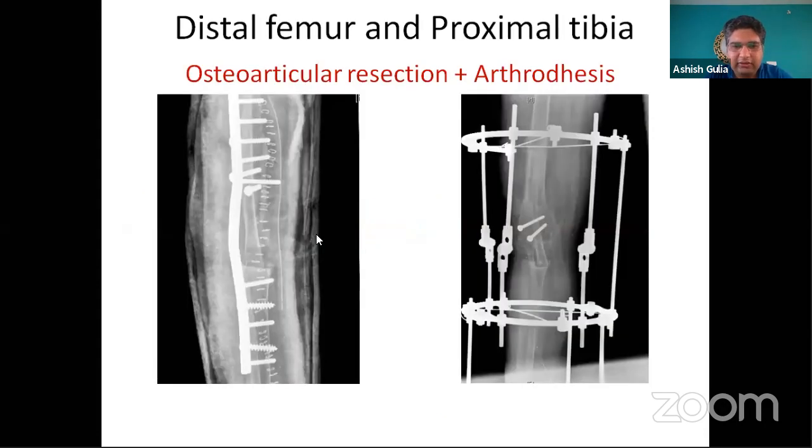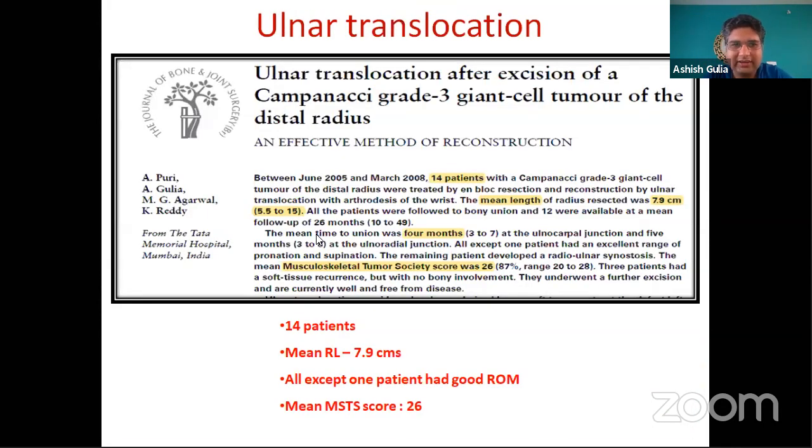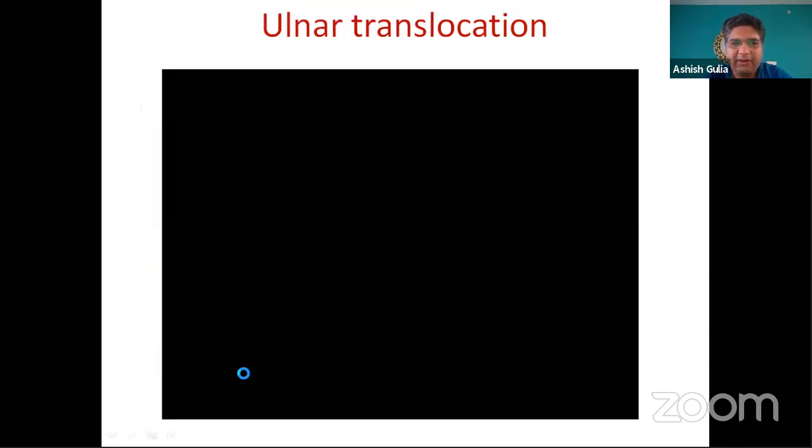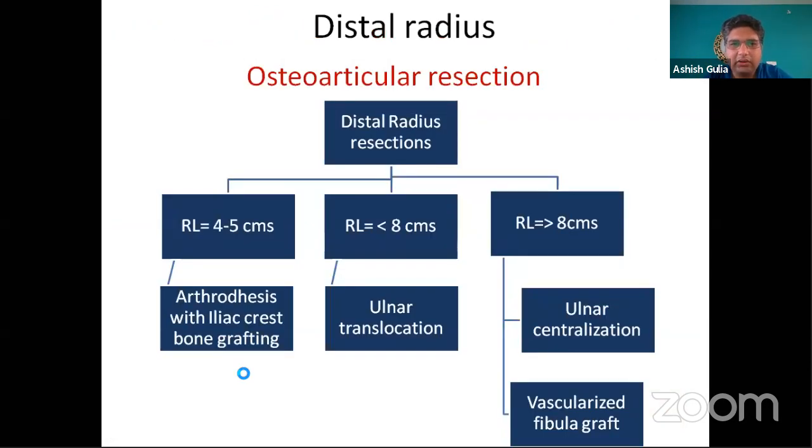If you can go back to the slide where you are showing the algorithm for distal radius, it will be nice because a lot of people have doubts and ask questions about that. Yes, there are multiple options available for reconstruction of distal radial defect. So in Tata Memorial Hospital, we have made very nice guidelines on which we can take decisions about which option to follow.